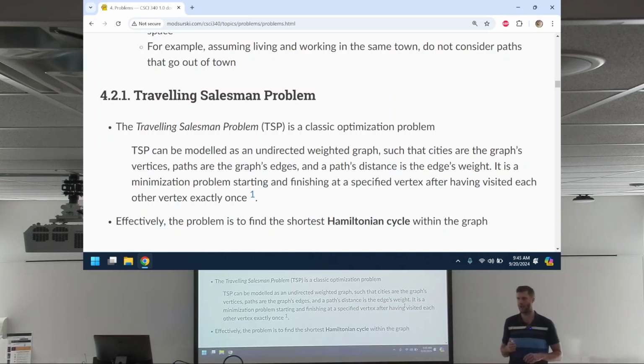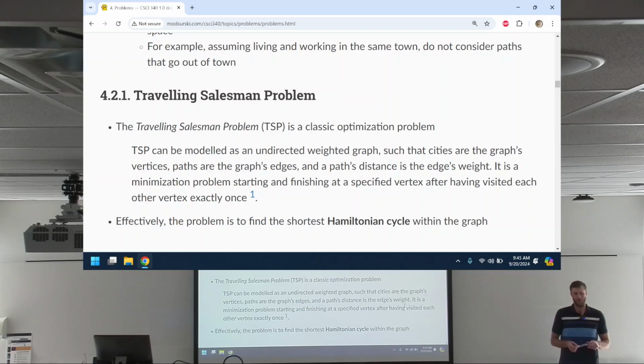When I say graph, raise your hand if you know what I mean. Raise your hand if you don't know what I mean. So like two thirds of the class didn't raise their hand. So wake up or leave.